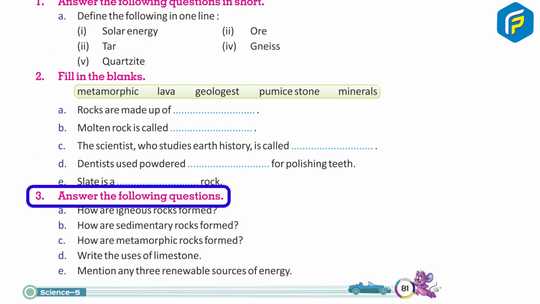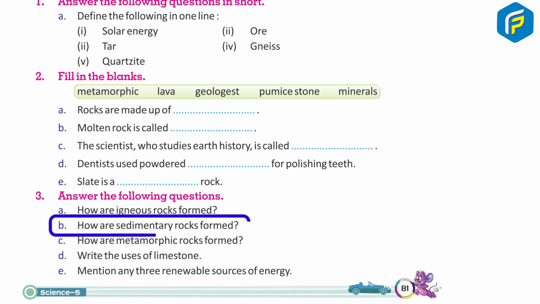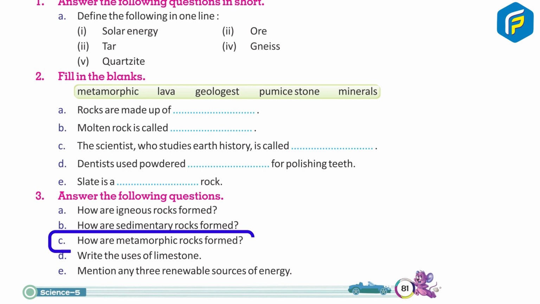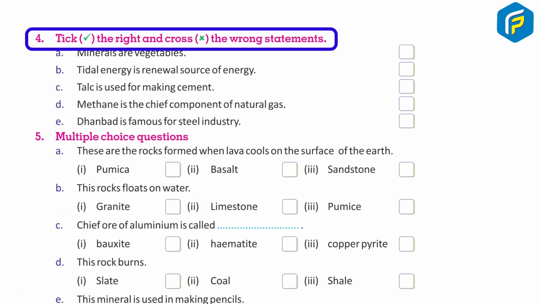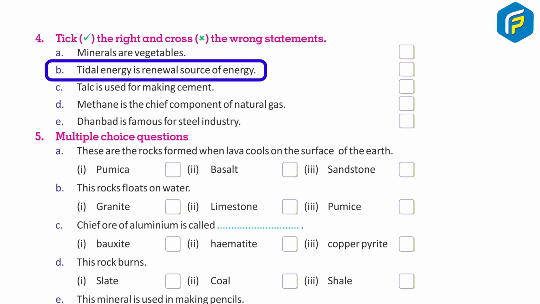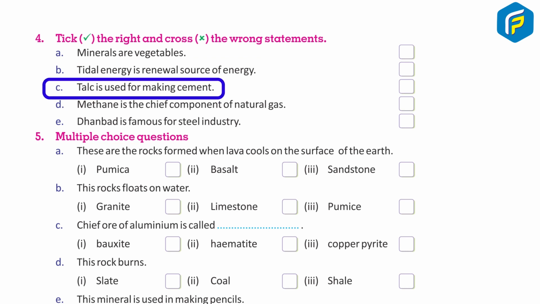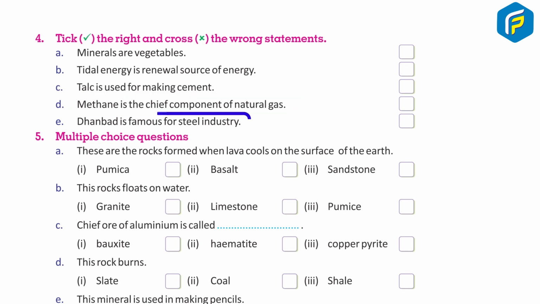3. Answer the following questions. A. How are igneous rocks formed? B. How are sedimentary rocks formed? C. How are metamorphic rocks formed? D. What are the uses of limestone? E. Mention any 3 renewable sources of energy. 4. Tick the right and cross the wrong statements. A. Minerals are vegetables. B. Tidal energy is a renewable source of energy. C. Talc is used for making cement. D. Methane is the chief component of natural gas. E. Dhanbad is famous for steel industry.